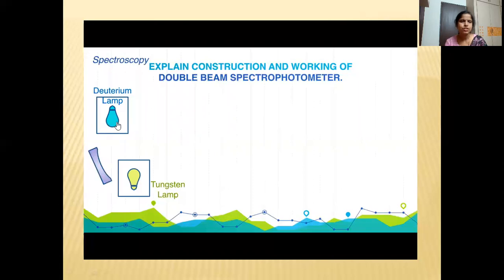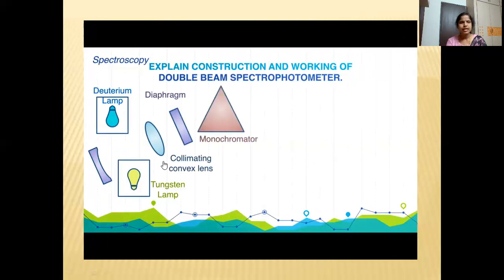Now what we are showing, deuterium for UV, or you can take a hydrogen lamp for UV, and tungsten for visible. The light sources are passed onto the collimating convex lens. All the light will fall on this convex lens, which is passed through the diaphragm for setting 100% transmittance. And from the diaphragm, it has to be passed through the monochromator made up of prism and gratings.